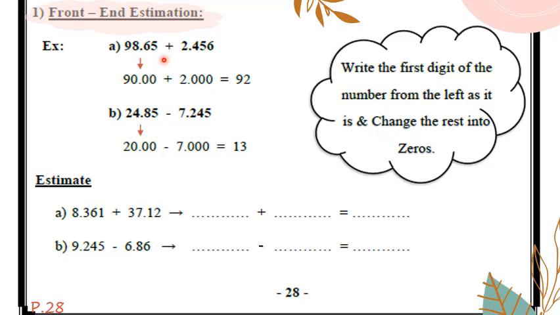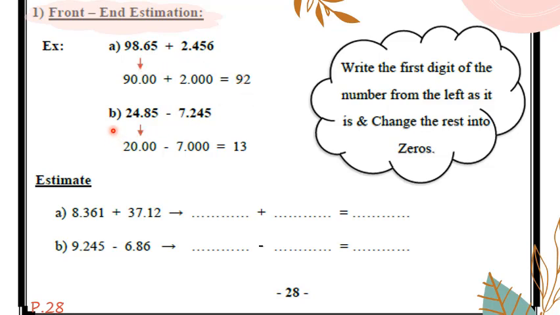Here in the first example, 98.65 plus 2.456. Here I'm using estimation by front-end strategy. I'm gonna write 9, the first digit, and replace the other with 0. So it will be 90.00. Plus here the first digit is 2, so I'm gonna write it as it is and replace the others with 0. So it will be 2.000. 90 plus 2, it will be 92.